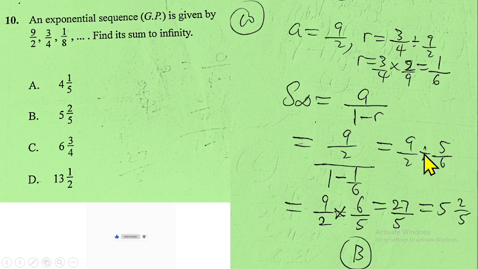We can change this one to times. That will be 9 over 2 times 6 over 5. And what can go? 2 can go here, 2 can go 3. 3 times 9 is 27 divided by 5, which we can change to mixed fraction or mixed number, because our options are in the mixed number. So 5 in 27 is 5, remainder 2. So we have 5 whole number 2 over 5 as the correct option for question number 10. And if you look at the options provided, option B is the correct option.